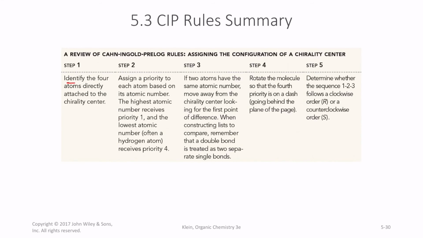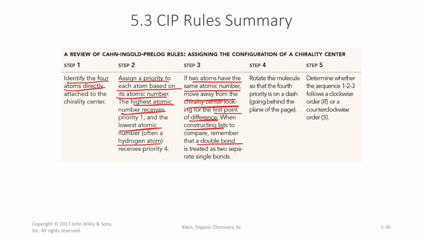Number 1, identify the 4 atoms that are directly attached to the chirality center. Step 2, assign the priority based on its atomic number. The highest atomic number gets priority 1 and the lowest atomic number, which is often hydrogen, gets priority 4. If two atoms have the same atomic number, move away from the chirality center, look for the first point of difference. So the first point of difference differentiates the two atoms. Remember that a double bond is treated as two single bonds.